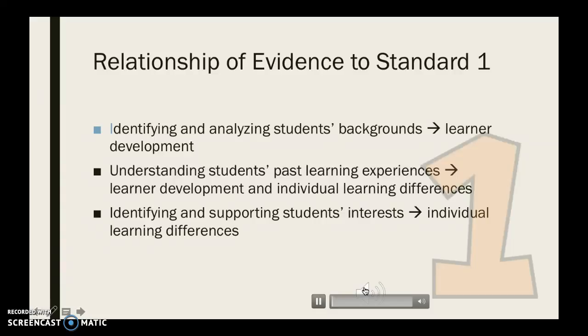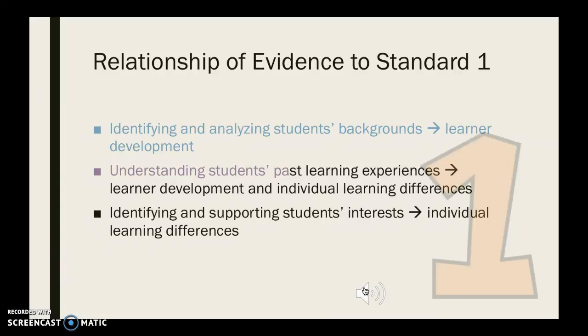Identifying and analyzing my students' backgrounds and understanding their past learning experiences connects to Standard 1 because it helps me to understand learner development. Students' backgrounds affect their development as a learner because the morals and values that shape their lifestyle can shape how much they value learning and what aspects of learning they find to be important. Their middle school experience shapes how they perform in the classroom with skills like writing, note-taking, and quality of products, which is also related to individual learning differences.